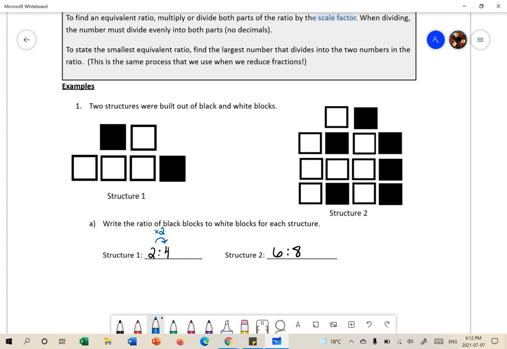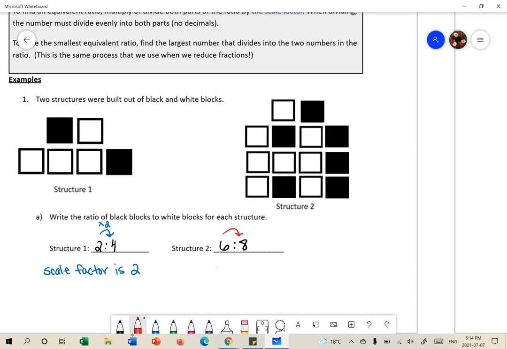But in structure 2, there are 6 black blocks and 8 white blocks. That is not times 2. If these two ratios were equivalent, then the scale factor for structure 2 would also be multiplied by 2, but it's not. So the answer to part B is no.